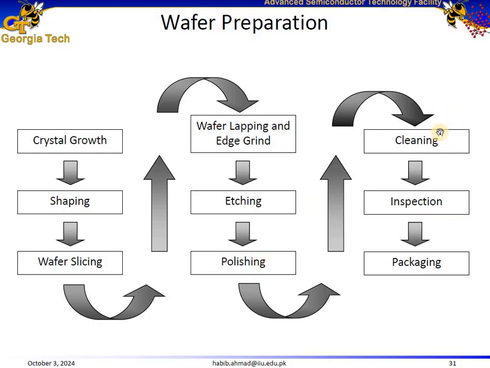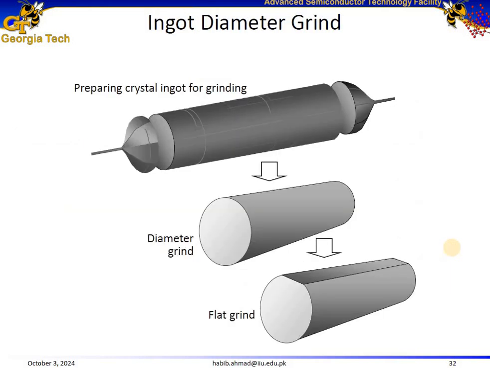The wafers are thoroughly cleaned to remove contaminants. The wafers are inspected for defects, flatness, and thickness uniformity. And the defect-free wafers are securely packaged for transport and use in fabrication. So now I'm going to slightly elaborate each and every step, starting with the ingot diameter grind.